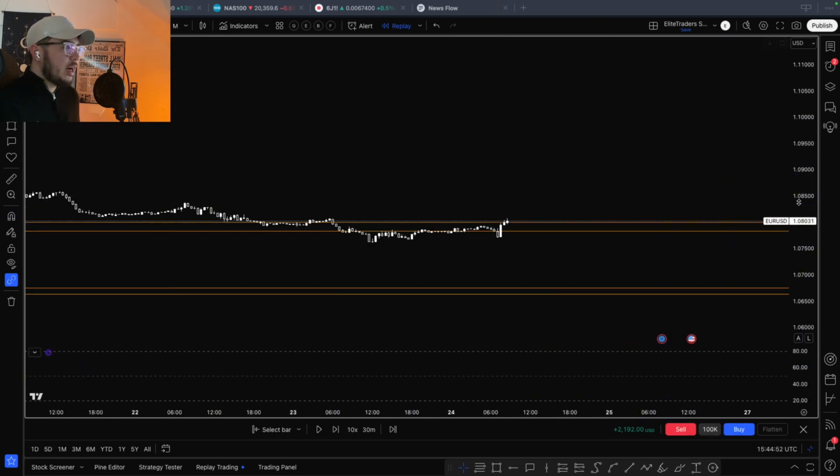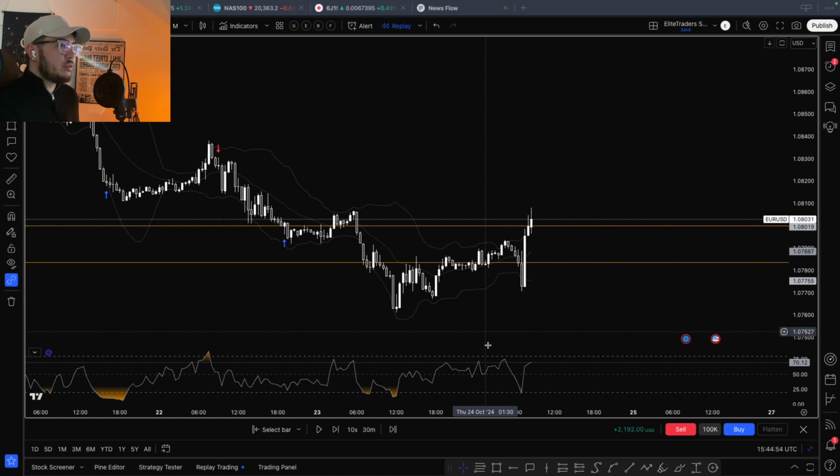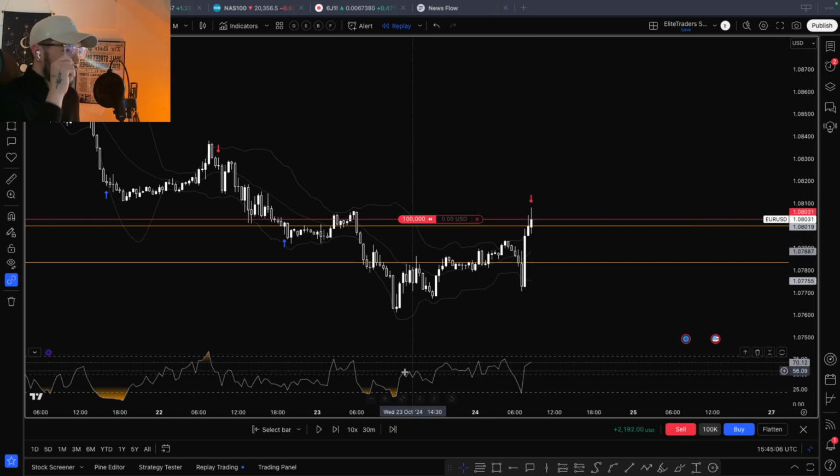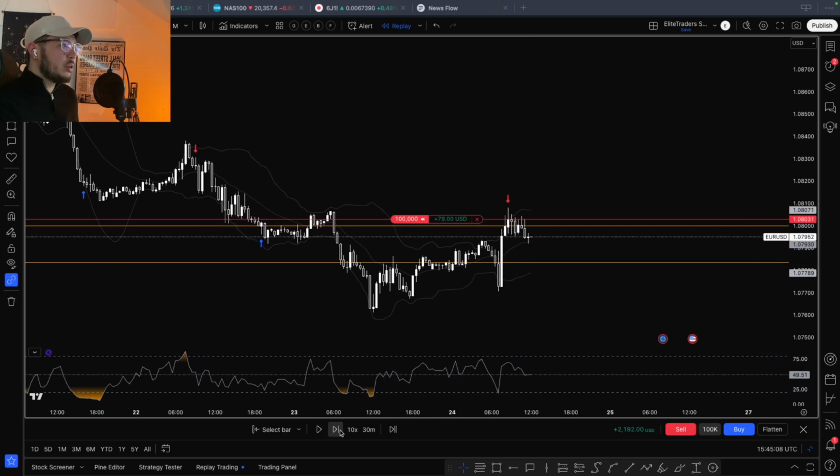But I'm going to start looking to sell this market now. I'm just going to wait. Actually, you know, I might sell it here. I quite like this. Got a little bit of resistance here. Previous high, previous low. We're currently rejecting this one a little bit, so I'm going to sell. Just go in and see what happens. So we've sold. Let's just play through.